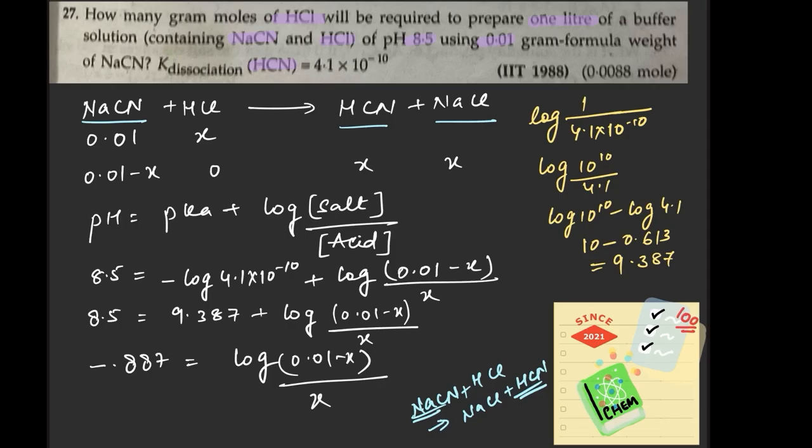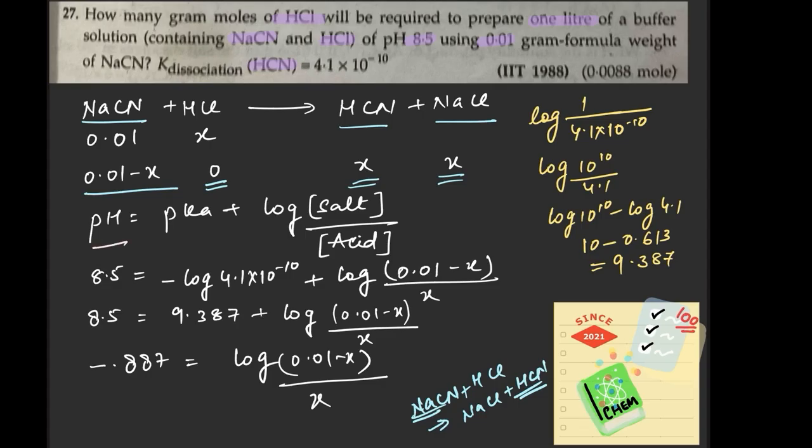Now X moles of HCl will react with X moles of NaCN to give X moles of HCN and X moles of NaCl. So the final concentration: HCl will become 0 as it has reacted with NaCN, and the amount of NaCN remaining will be 0.01 minus X moles, because X moles of NaCN has reacted with X moles of HCl to give X moles of HCN and X moles of NaCl. Now what is the formula for the pH of the solution?